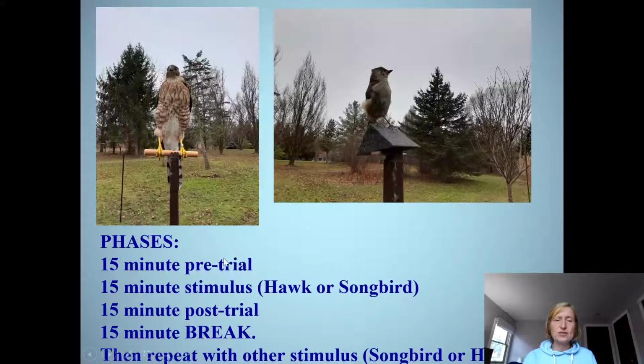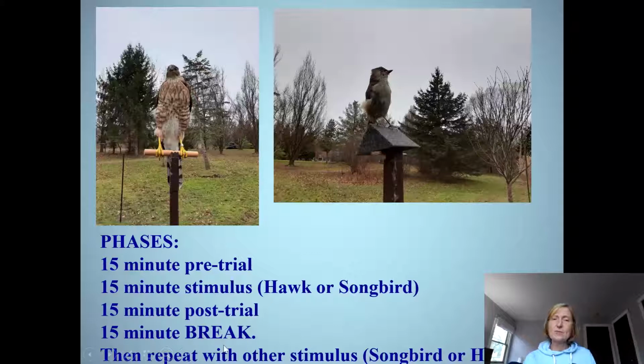We would have kind of a 15-minute pre-trial phase where we simply watched the birds at the feeder. We then presented the animals with a hawk or a songbird. This is a tufted titmouse. It's very small, and that's not threatening at all. It's not a predator of black-capped chickadees. And then we would do a 15-minute trial after the presentation of the stimulus.